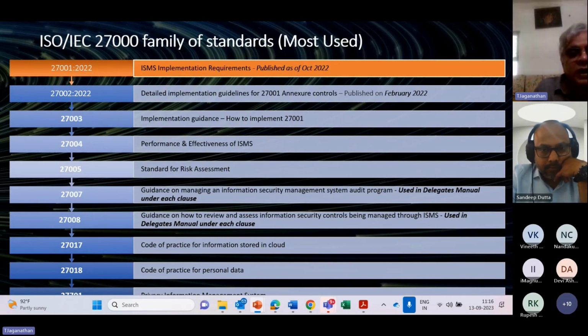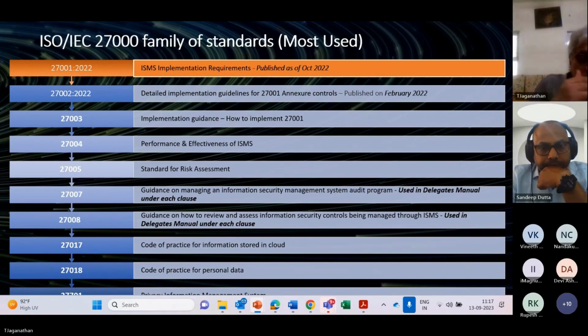27007 is the guidance on auditing an information security management system. If you're doing an audit, this will be more useful for auditors. How to do the audit of ISMS is 27007. Then 27008 is also audit. 27007 is audit guidelines. 27008 is specific to Annex controls: how to check each Annex control practice.